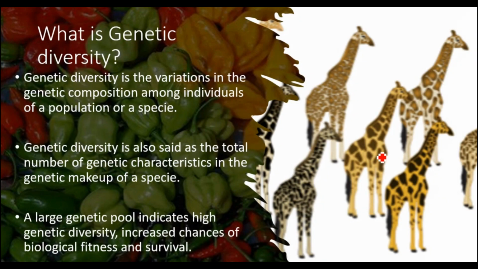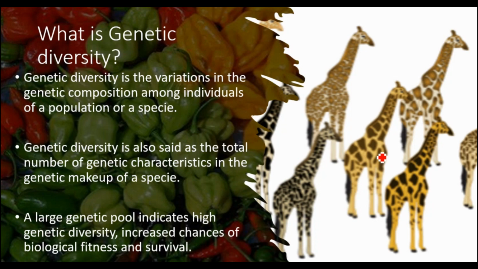The biodiversity, and then we studied different types of biodiversity, and then how to measure the biodiversity and scales of biodiversity. So today our topic is genetic diversity. Genetic diversity is the variation in genetic composition among individuals of a population or a species.